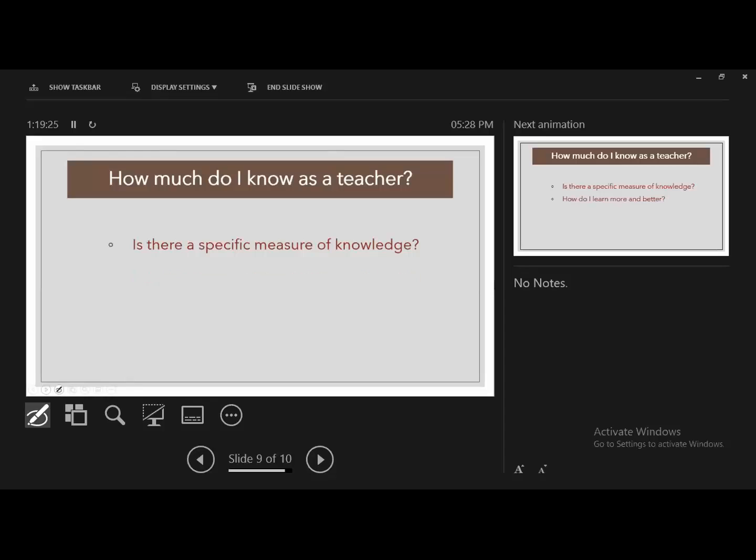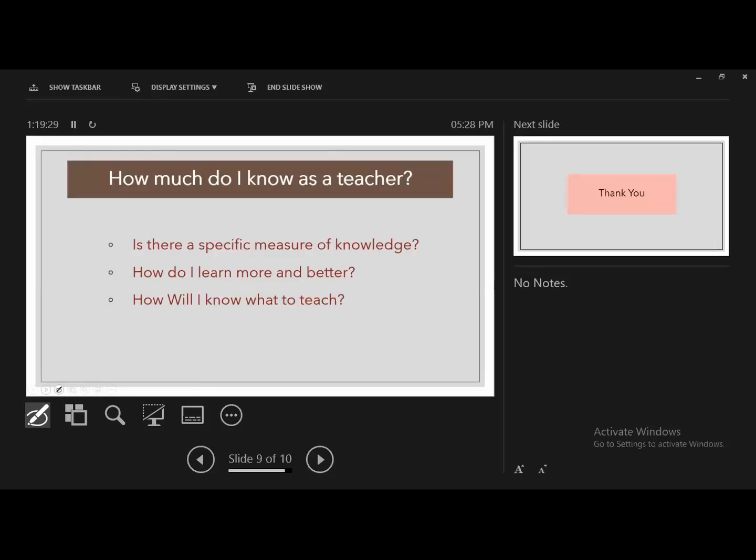Okay, so I have these very specific questions that I posted. I don't know if in your 3-minute reflection you were able to think of this. Is there a specific measure of knowledge? How do I learn more and better? How will I know what to teach? Did anyone come up with this sort of question to yourselves? Anyone?